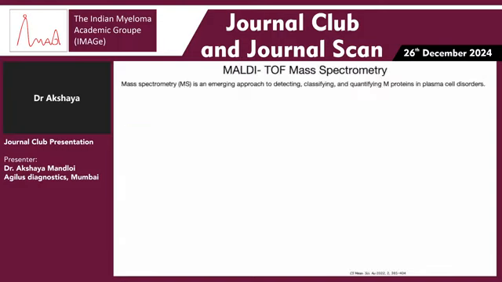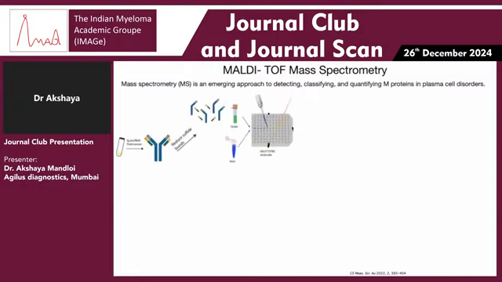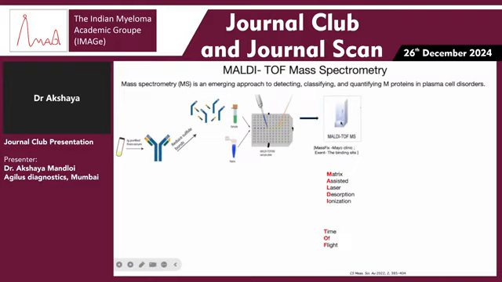Mass spectrometry is an emerging approach for detecting, classifying, and quantifying M proteins in plasma cells. So first of all, the sample is purified, immunoglobulins are purified, and it is mixed with a matrix into a MALDI-TOF plate. This plate is then placed in the vacuum chamber of the MALDI-TOF analyzer. So what is MALDI-TOF? It is matrix-assisted laser desorption ionization time of flight assay.